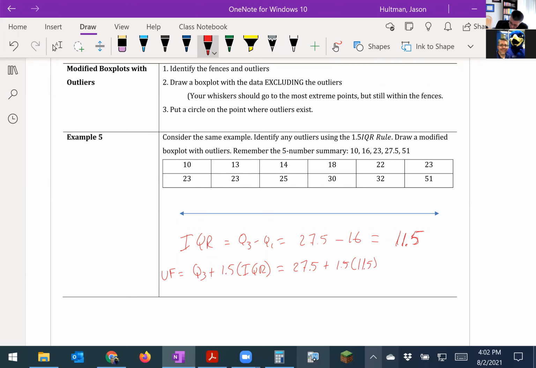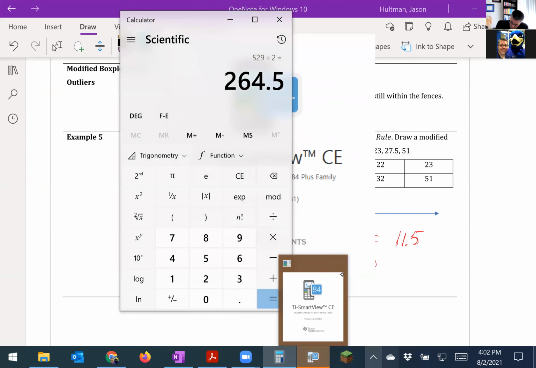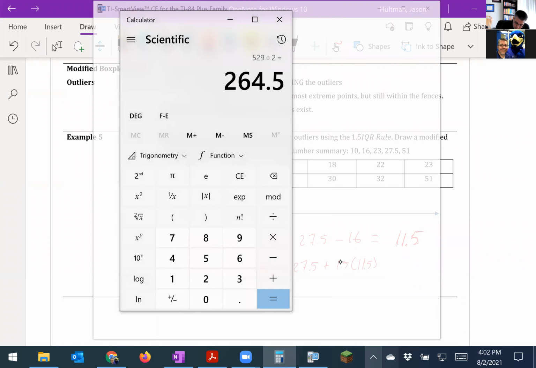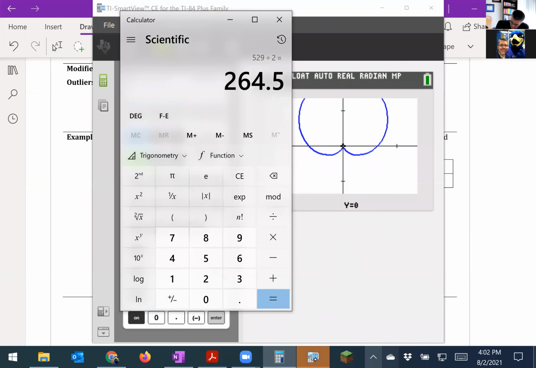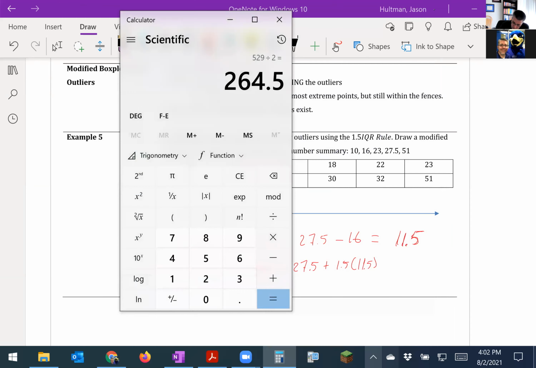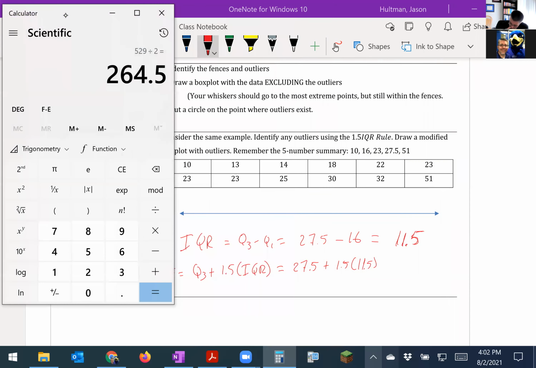Let's plug that into a calculator. Okay, so 27.5 plus 1.5 times 11.5 equals, and I'm getting 44.75.